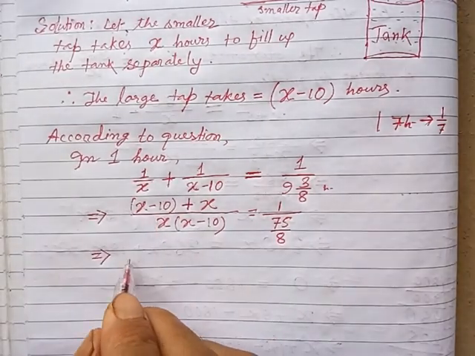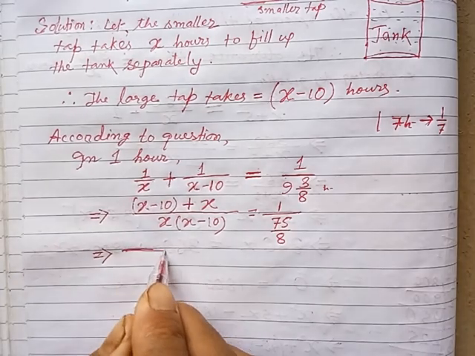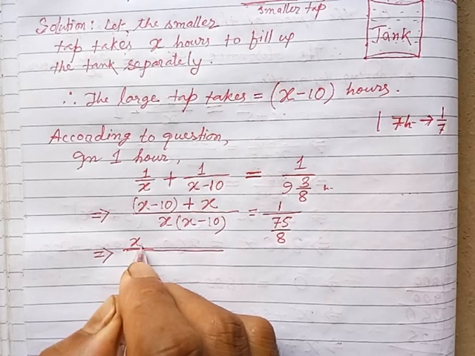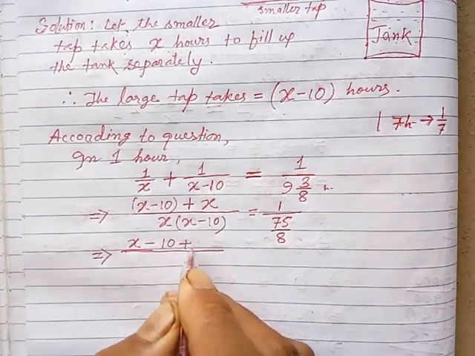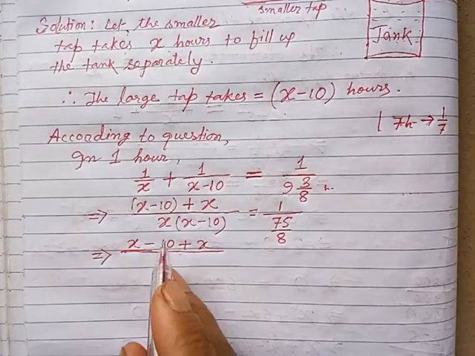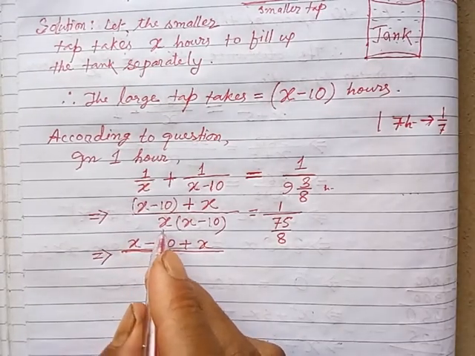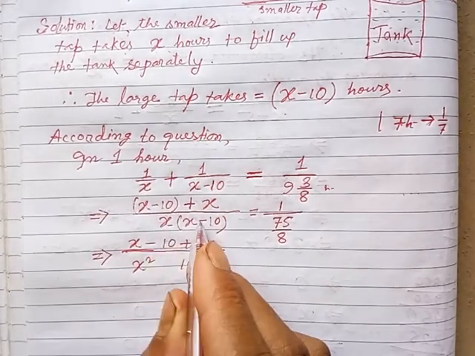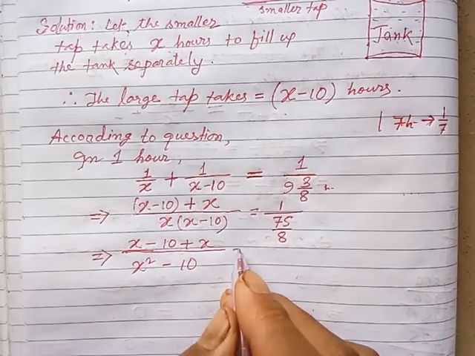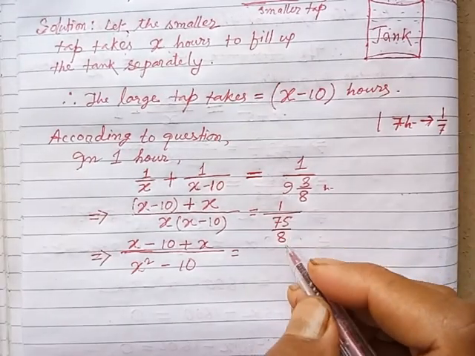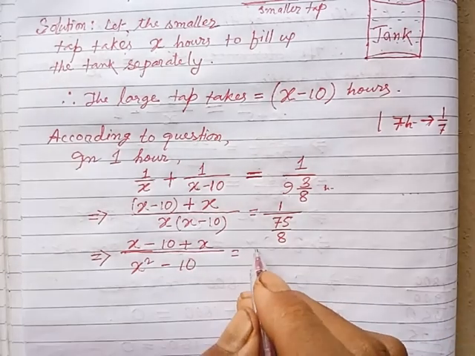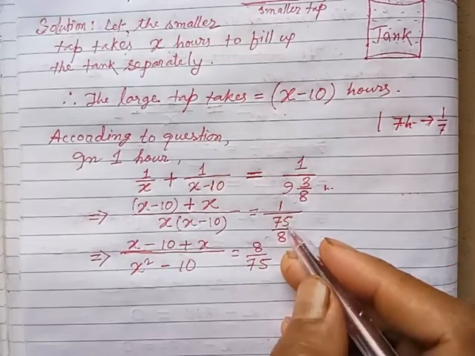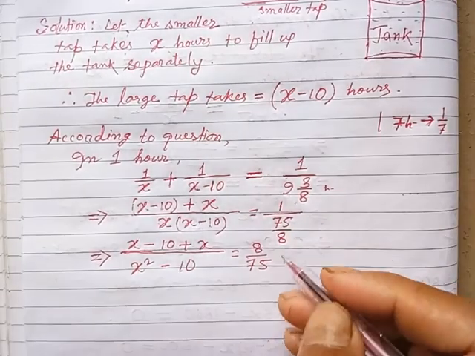Here how can we write? It can be written like this: x minus 10 plus x. Just take out the bracket, and here we can write 1x into x square, x into 10, 10x. It will be negative, and 1 by, it can be written as inverse of this, 8 by 75. 1 divided by 75 by 8. We can write like this.